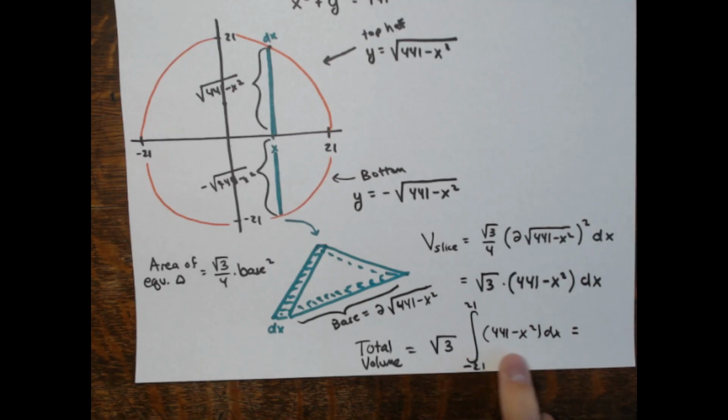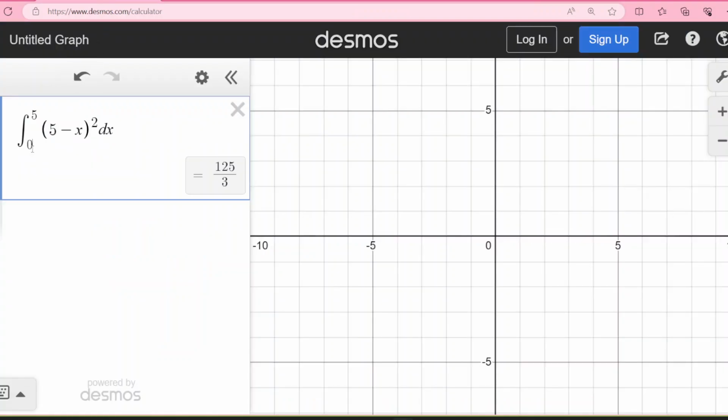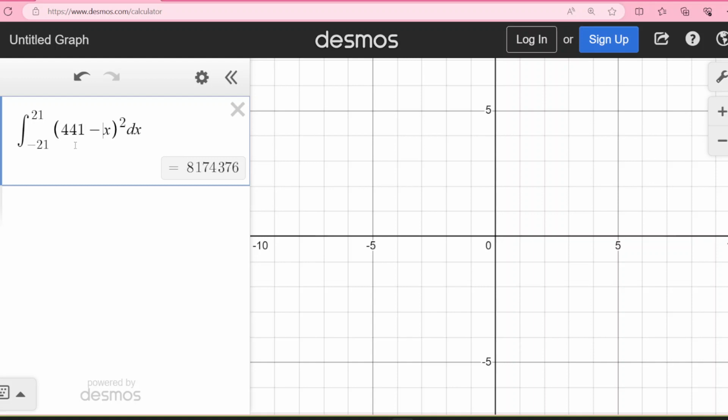Again, ignore the square root of 3 for now. I'm going to integrate this in Desmos. Because it's the integral of a polynomial, and my limits and coefficients and powers are all rational, the value should be a rational number, some fraction. So just changing my integral here from negative 21 to positive 21 of 441 minus x squared, but just that. It didn't have the second power after that. So there.